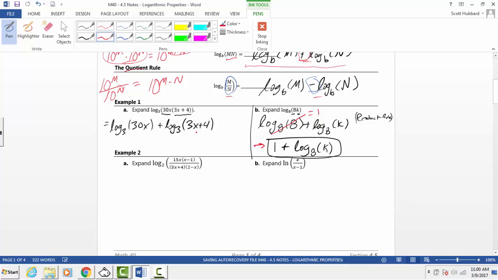Now please notice that here I can't do anything. Okay? I don't have anything getting multiplied. These are getting added, and I can't do anything with the log that's getting added, but on the inside. But here I can do one more step. See how I have 2 things here? So I can split that up one more time, and that will become log base 3 of 30 plus log base 3 of x plus log base 3 of 3x plus 4. And I can't do anything else because I don't have any products anymore.